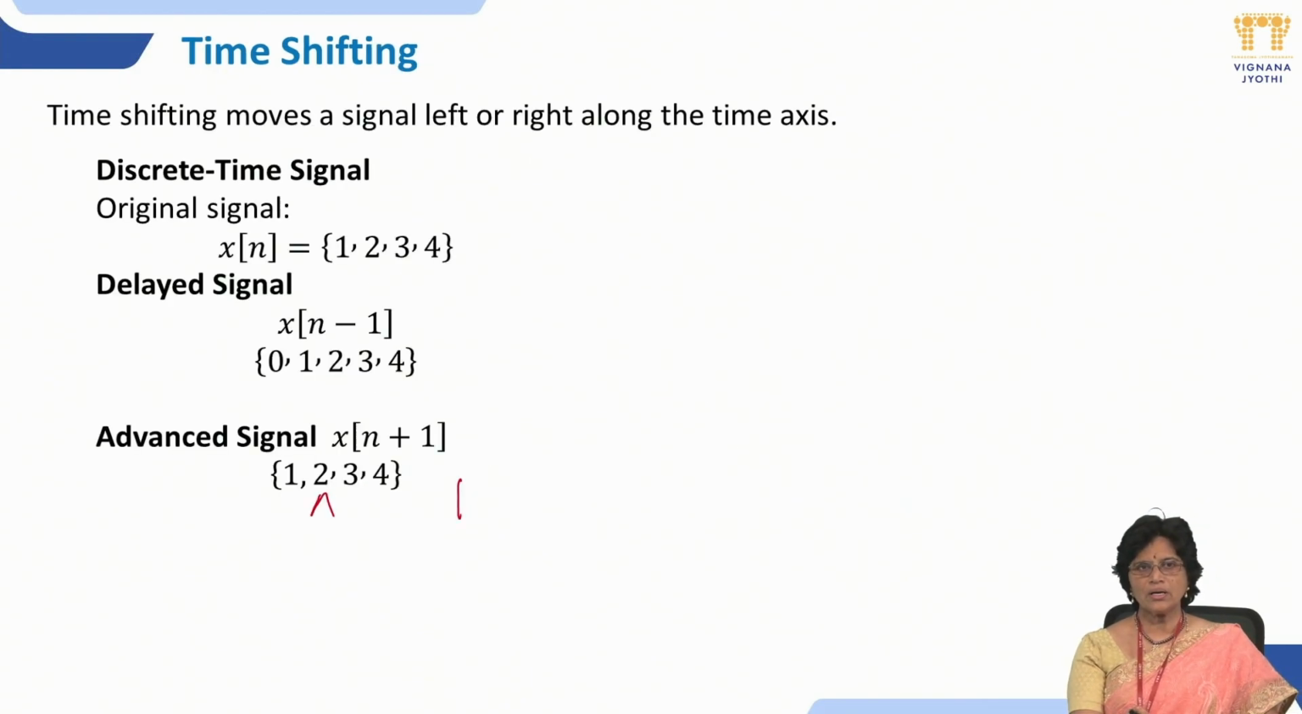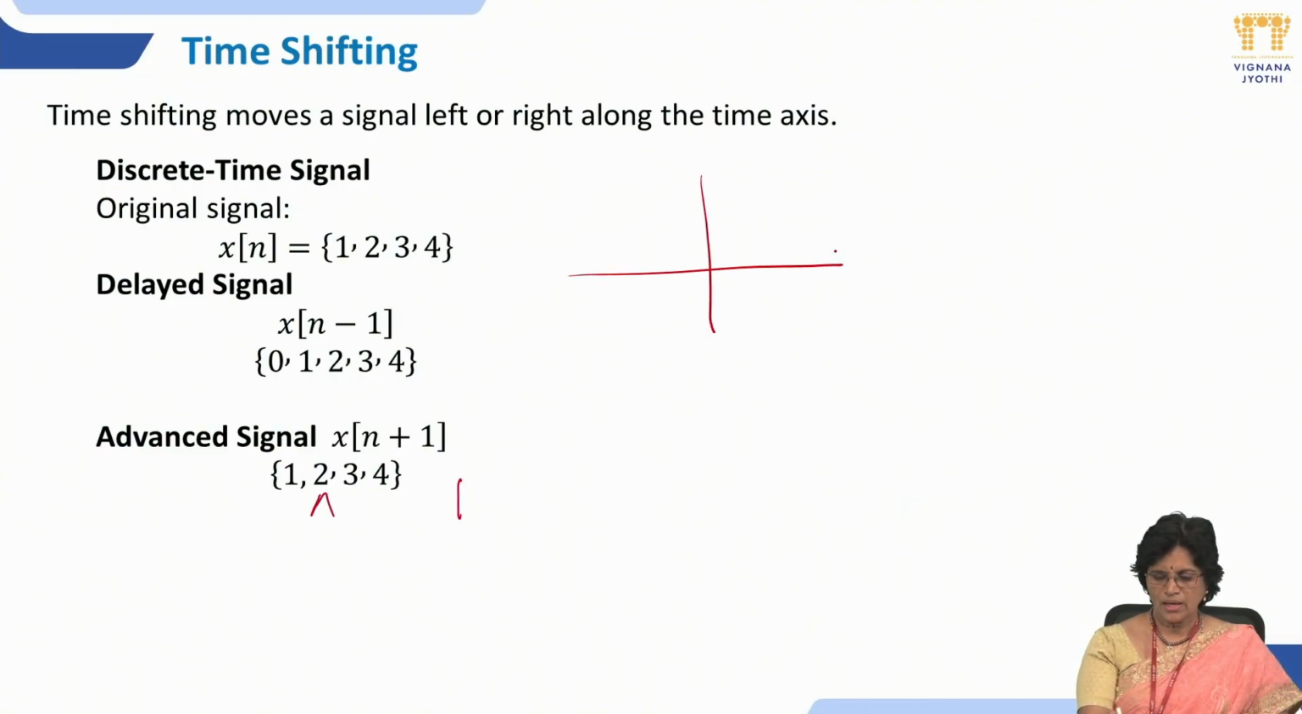Coming to the same concept for a discrete time signal. For example, I have my signal x of n equal to 1, 2, 3, 4. I didn't mention the 0 axis. Whenever it is not mentioned, in this representation type, your signal starts from 0 only. So this is 1, this is 2, this is 3, this is 4, at 0, 1, 2, 3.